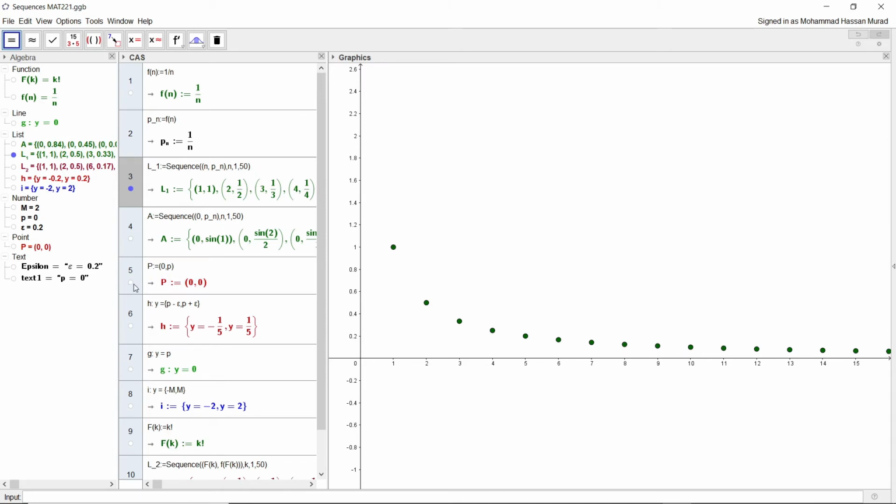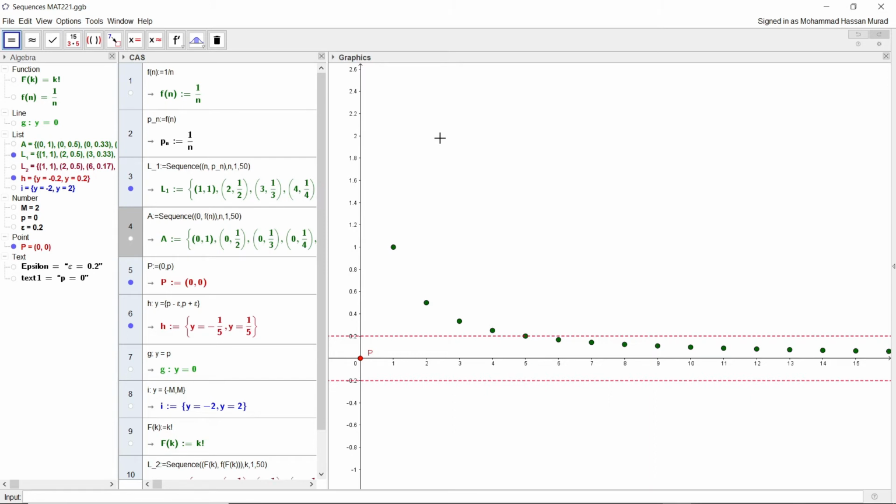Now, let's take a point P whose coordinates are (0, 0). Now let's take epsilon equal to 0.2. Now you see that for this choice of epsilon, the terms after 6 and onwards are within the lines defined by the equations y equals 0.2 and y equals negative 0.2.